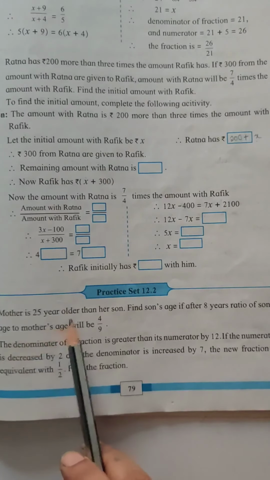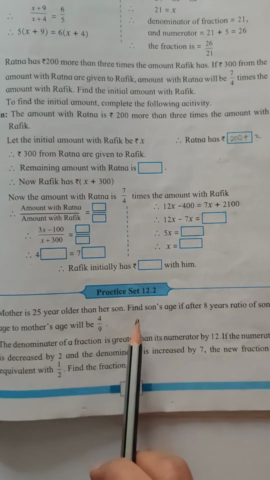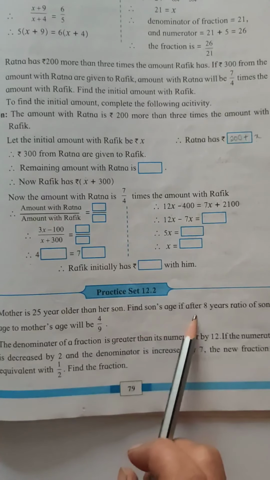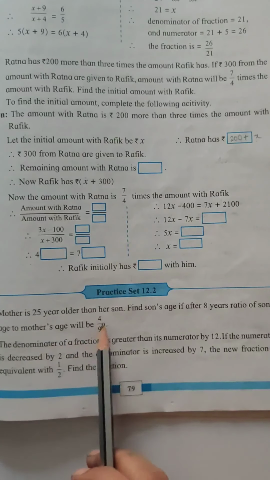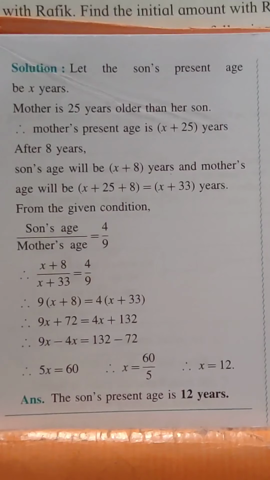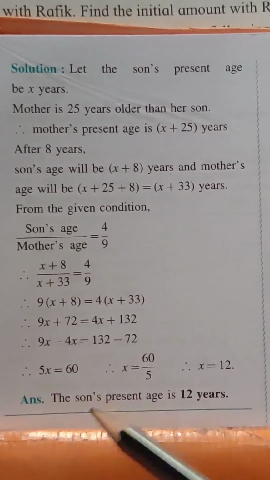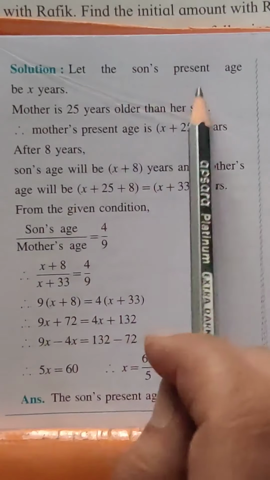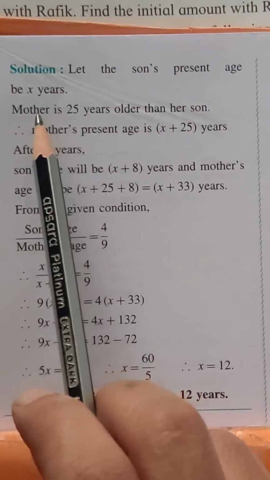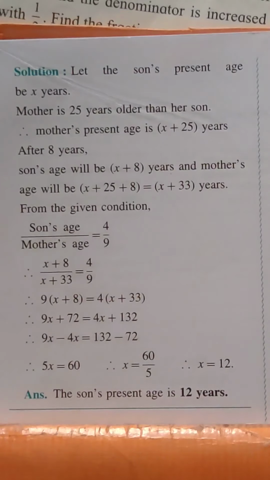Mother is 25 years older than her son. Find son's age if after 8 years, the ratio of son's age to mother's age will be 4 upon 9. Let us see the solution now. You will copy the question in the notebook and then write the solution. Let the son's present age be x years.